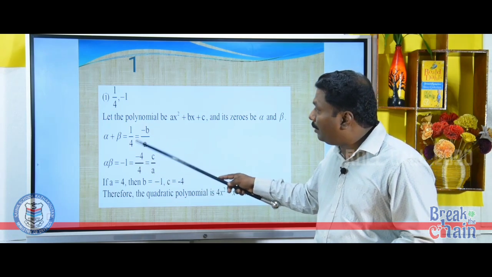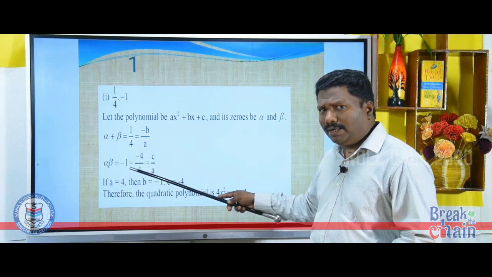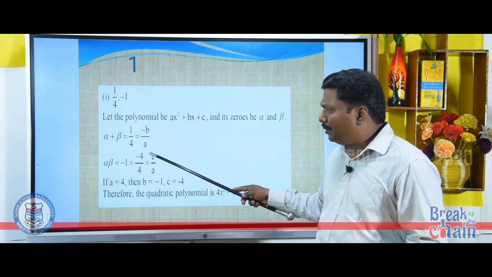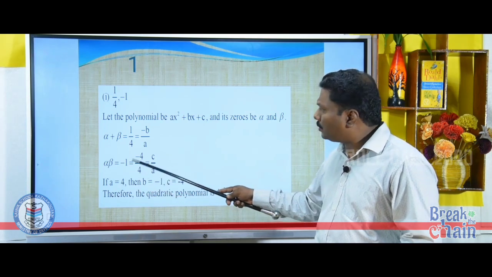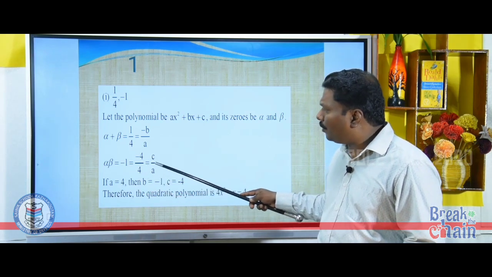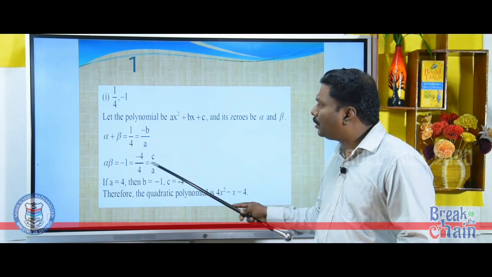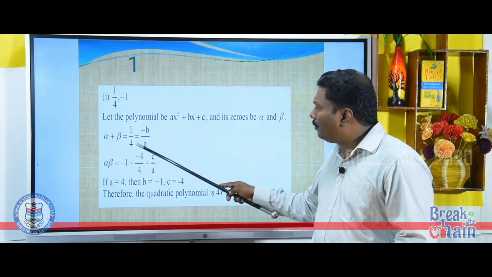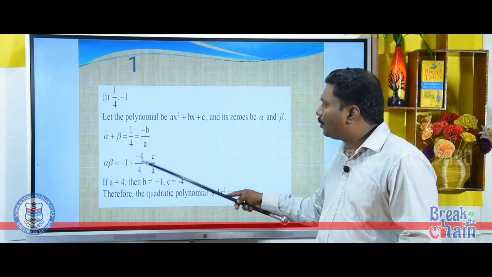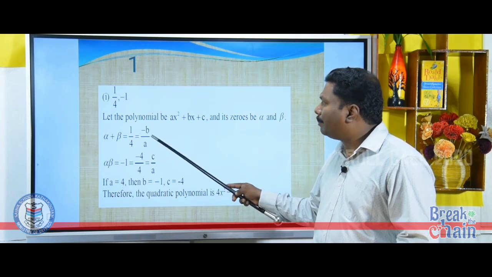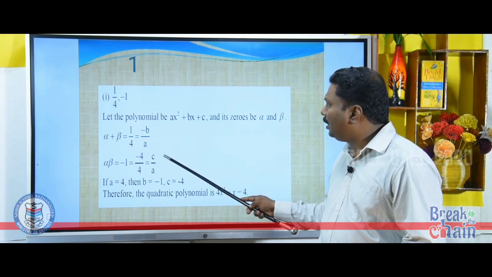That means 1 by 4 equals minus b by a. Minus 1 we can express as minus 4 by 4, so minus 1 equals c by a. So, 1 by 4 equals minus b by a, minus 4 by 4 equals c by a. We can compare these two fractions. So, clearly a equal to 4, minus b equal to 1, so b equal to minus 1, and c equal to minus 4.